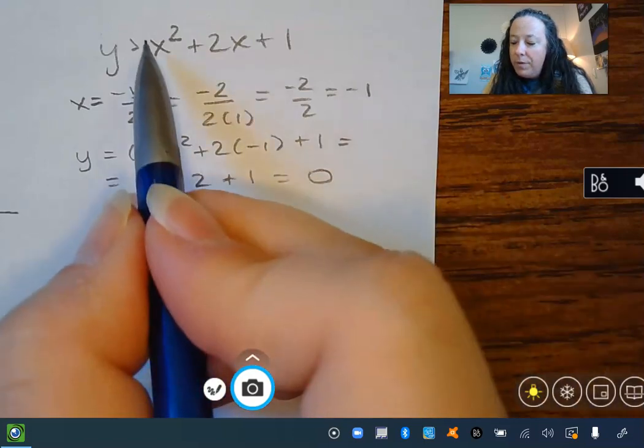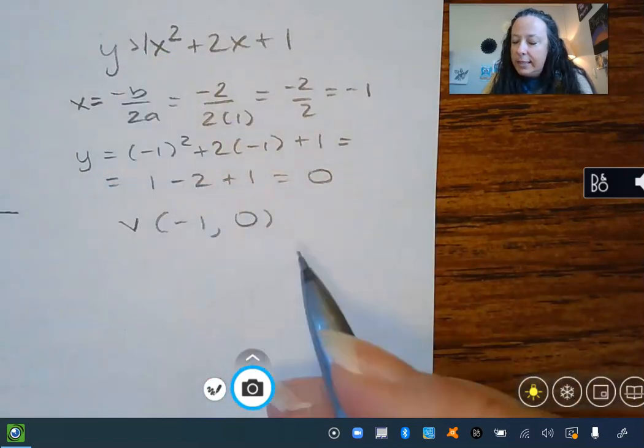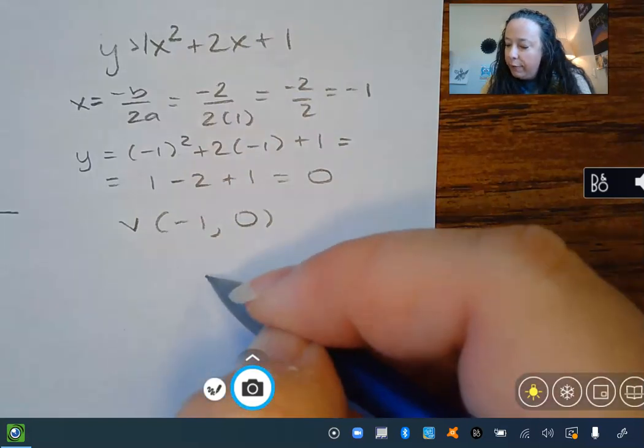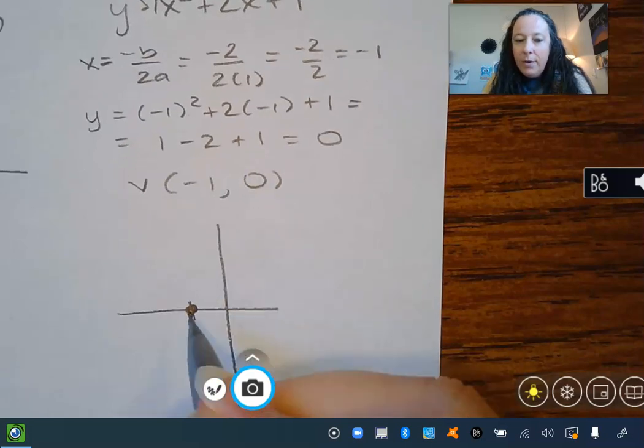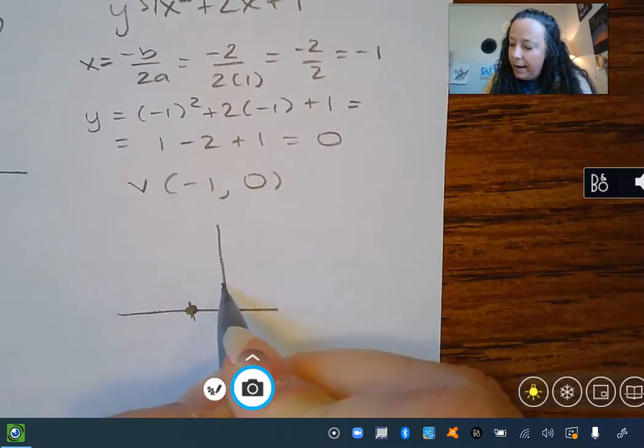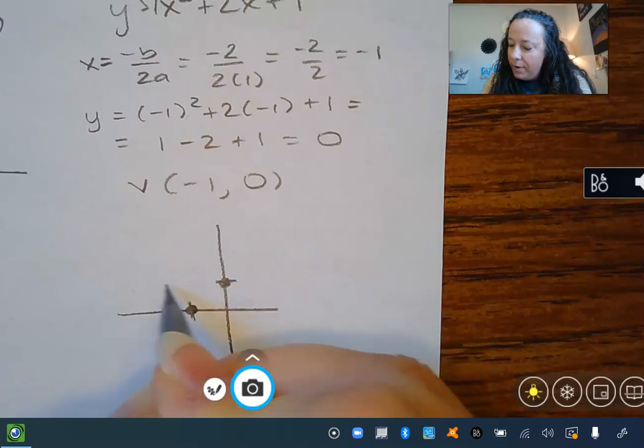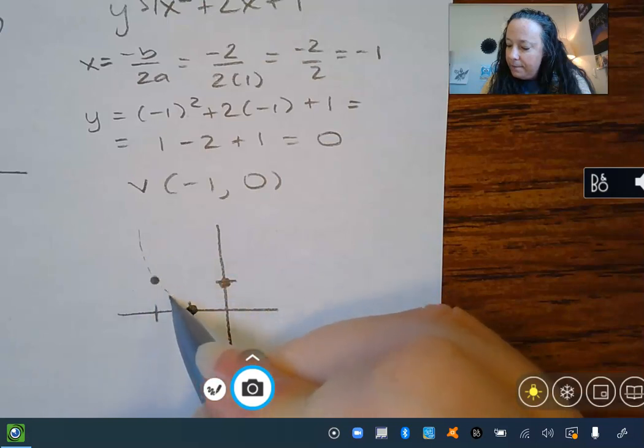Okay, now the slope of this is 1, and this is opening up. So from my vertex of (-1, 0), I know that I'm going to go up 1, right 1, and up 1, left 1. This is a dotted line.